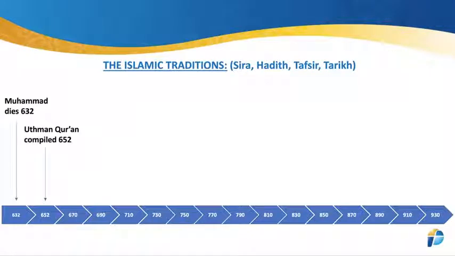And the Islamic traditions include the Sirah, which would be the biography of Muhammad, the Hadith, which would be the sayings of Muhammad, the Tafsir, which would be the commentaries on the Quran, and the Tarikh, which would be the histories. And most people, when you hear them say this, you think all this stuff is coming from the time Muhammad died. Remember, there he is on the left. Muhammad died in 632. Uthman wrote the Quran in 652. That's the canonical text that we use today. The problem is this.